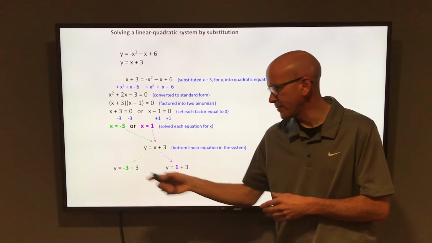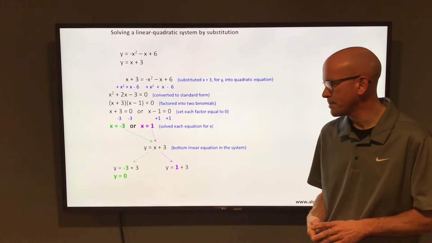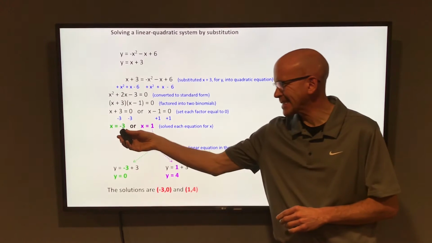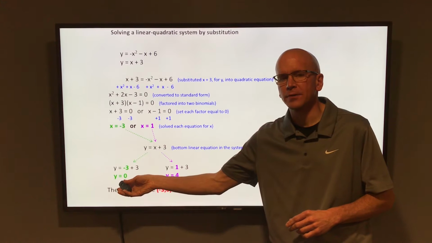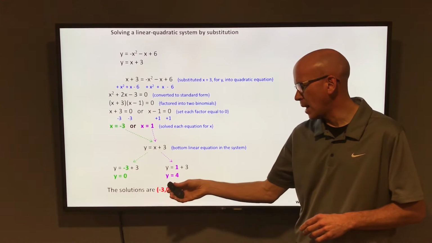So if y equals negative 3 plus 3, then y equals 0. Just add negative 3 and 3. And if y equals 1 plus 3, then y equals 4. So when x is negative 3, the value of y is 0. That's 1 point of intersection. And if x is 1, y is 4.